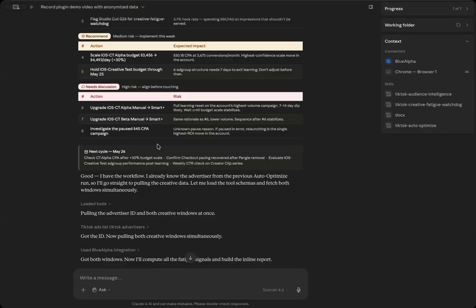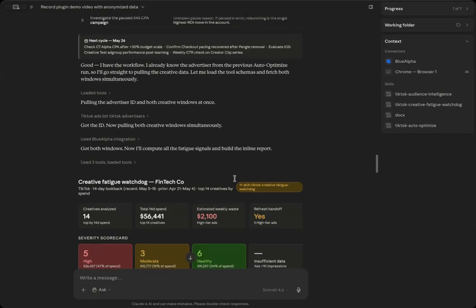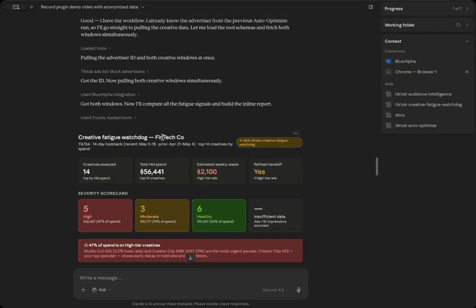Great. So then what else? We ran the auto optimize skill. Moving forward, we then triggered the creative fatigue skill for FinTechCo, which is obviously a wrong name.